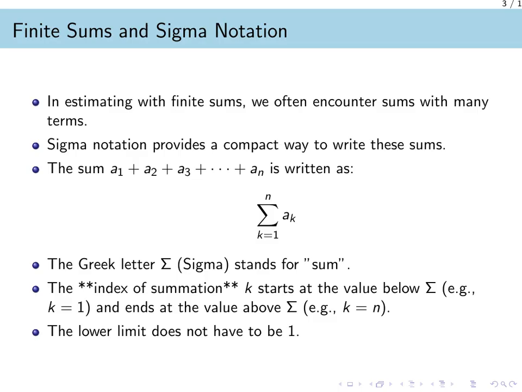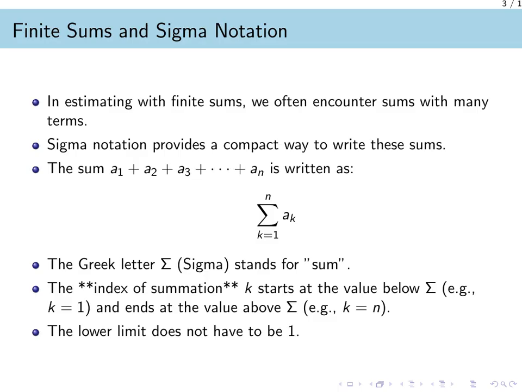Let us break down the notation. The large Greek letter is a capital sigma, which stands for sum. The letter k is called the index of summation. The number below the sigma, k equals 1, is the lower limit, which tells us where the index starts. The number above it, n, is the upper limit, telling us where the index ends. The expression to the right, a sub k, is the formula for the k-th term. We generate each term by substituting the integer values of k from 1 to n into this formula, and then we add all the resulting terms together.